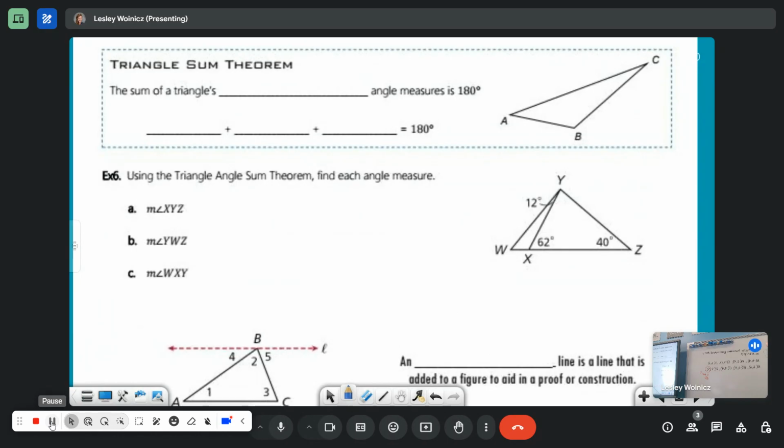Triangle sum theorem. I think we might already know this. The sum of a triangle's interior angle measures is 180 degrees. So we know that the measure of angle A plus the measure of angle B plus the measure of angle C is 180.